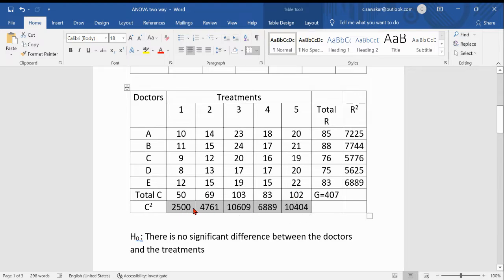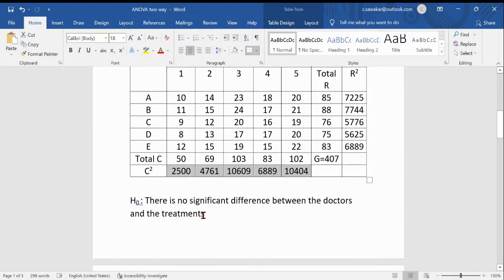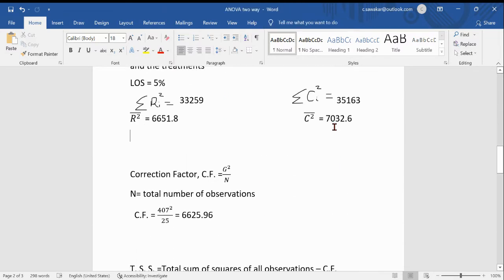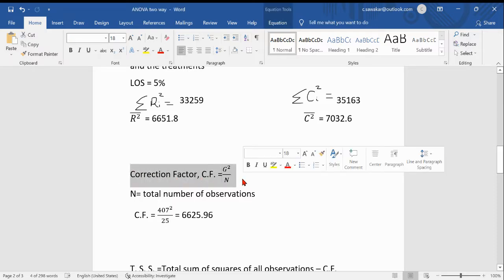Okay. So this addition divided by 5 will give me C square mean. I have calculated that to be 7032.6. Okay. So till here the things are very easy. Now, the next step is calculating something called the correction factor.